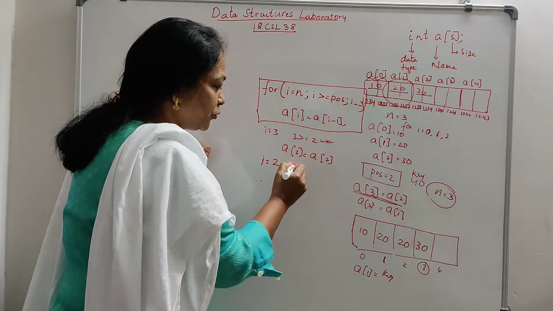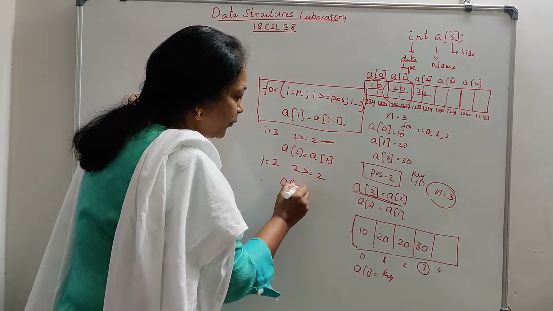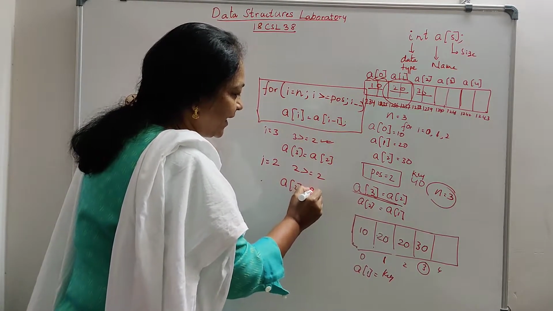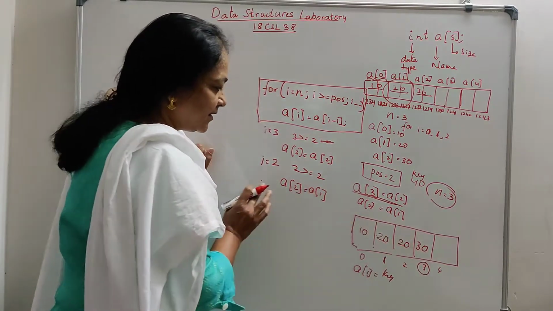I is equal to 2. So 2 is greater than or equal to 2. Then A of 2 is equal to A of I minus 1, which is A of 1. So that means this will be copied. I have already written it there, right?